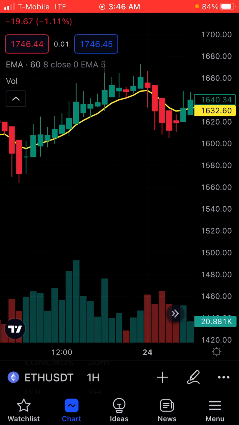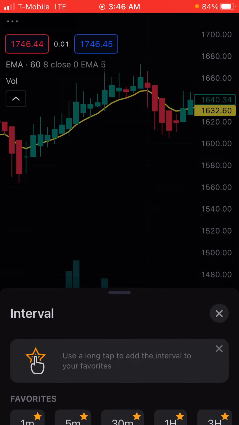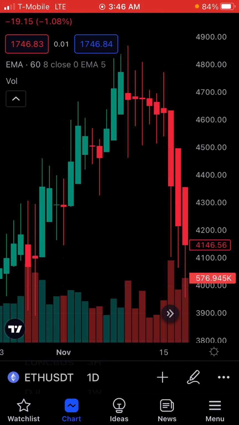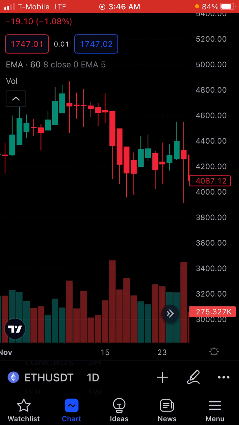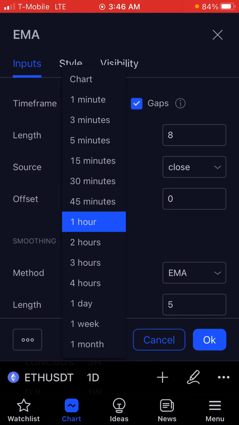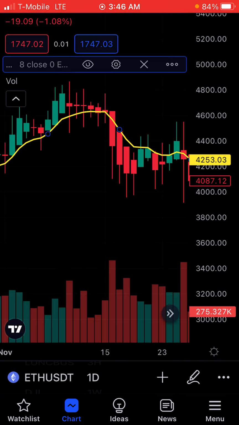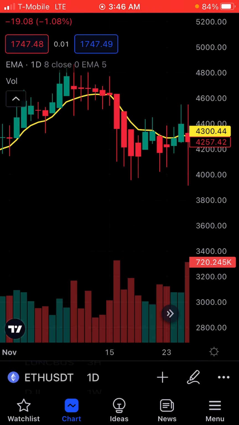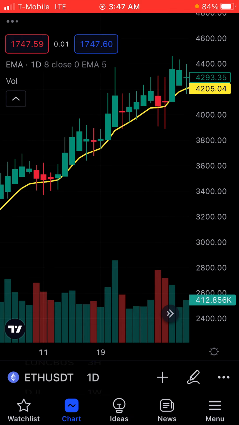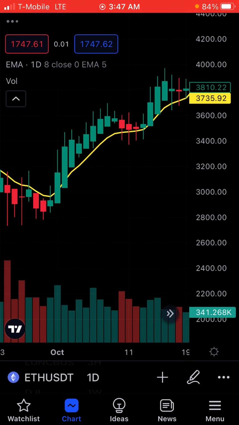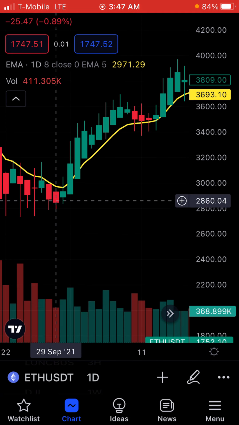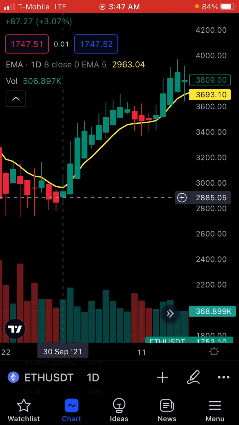So let's look at Ethereum on the day, and then I think you guys get the general idea. So I got to change my EMA to the day, and we're good. Okay, so each of these represent one day. So let's look. Okay, so we got a red bar here, the green candle. Oh, that's a good one.